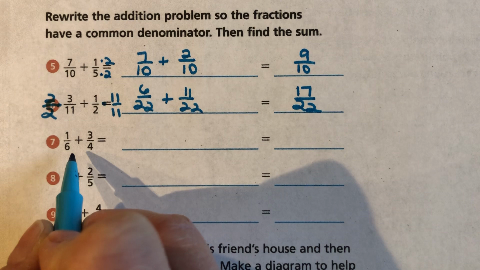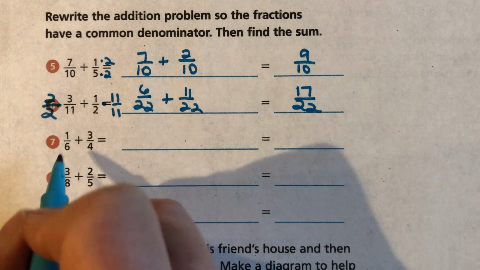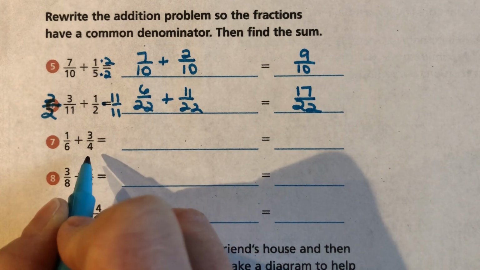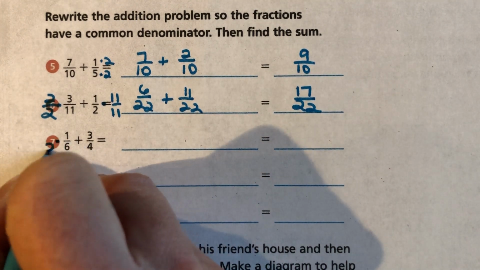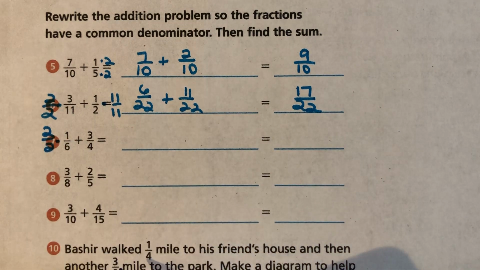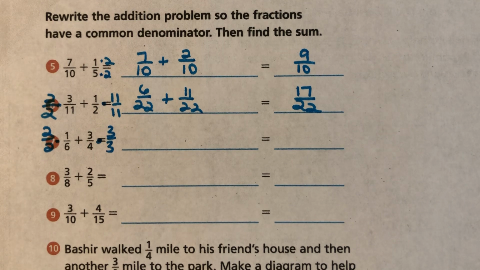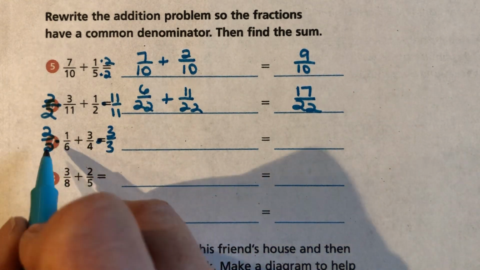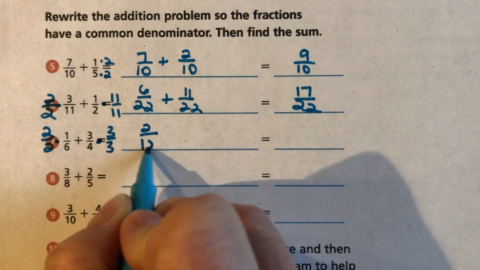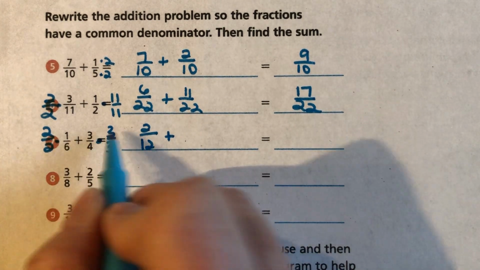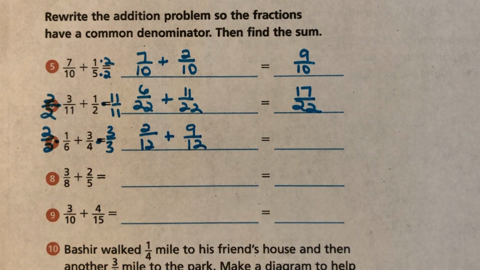I'm going to multiply this using the LCM, the lowest common multiple. So the lowest common multiple in this one is 12. I can multiply 6 by 2 to get 12, and I can multiply 4 by 3 to get 12. So my new fractions would be 2 times 1 is 2, 2 times 6 is 12, plus 3 times 3 is 9, and 4 times 3 is 12.